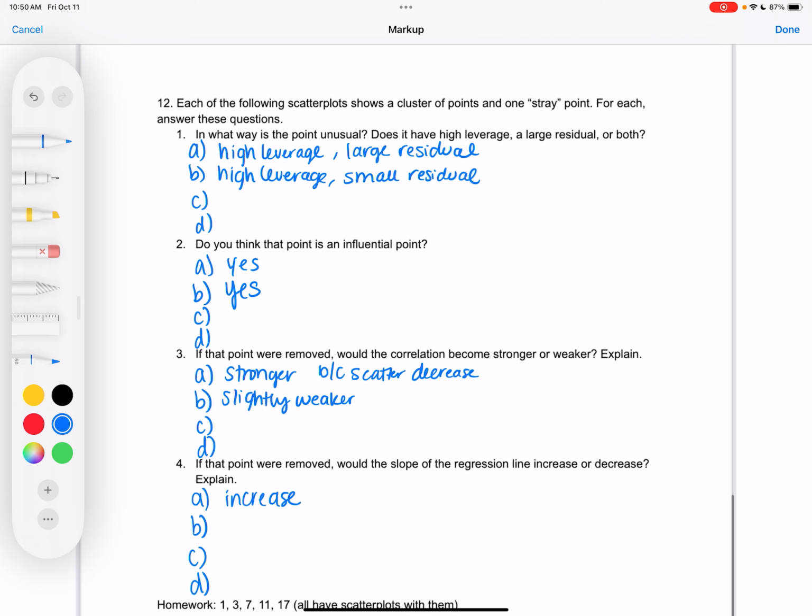All right, C. High leverage, large residual, small residual, low leverage, both, neither. What do you think? Low leverage. Yeah, low leverage, because it's in line with the other X values. A large residual. Yep, large residual, because I can almost connect those dots with my pencil, so that one is pretty far off from the rest.